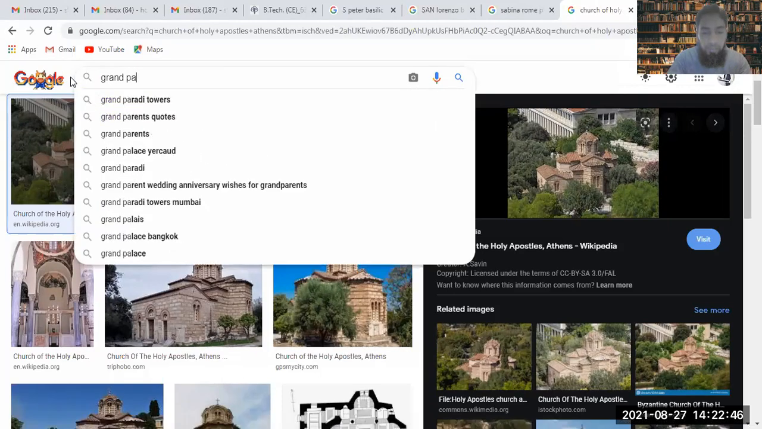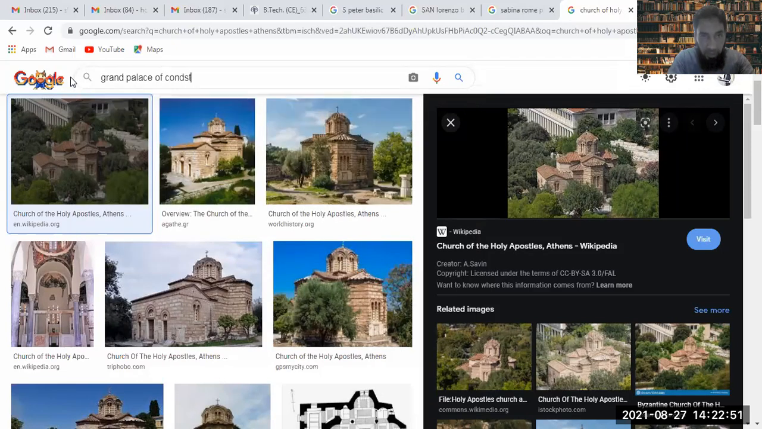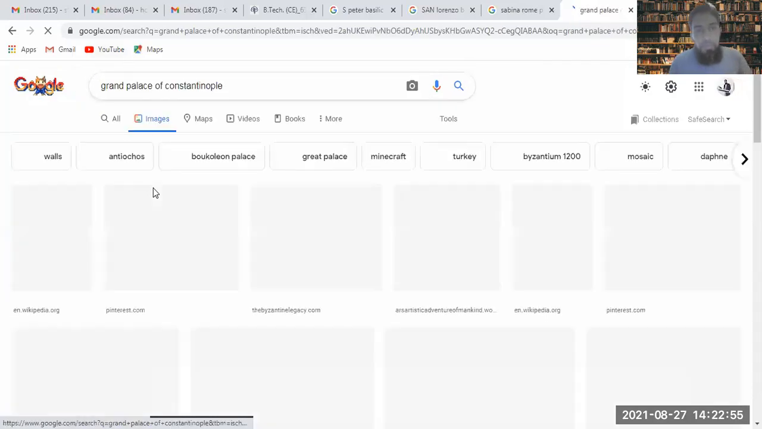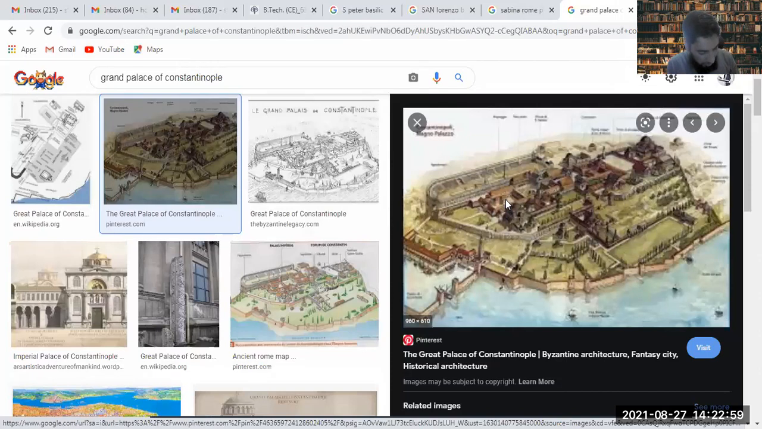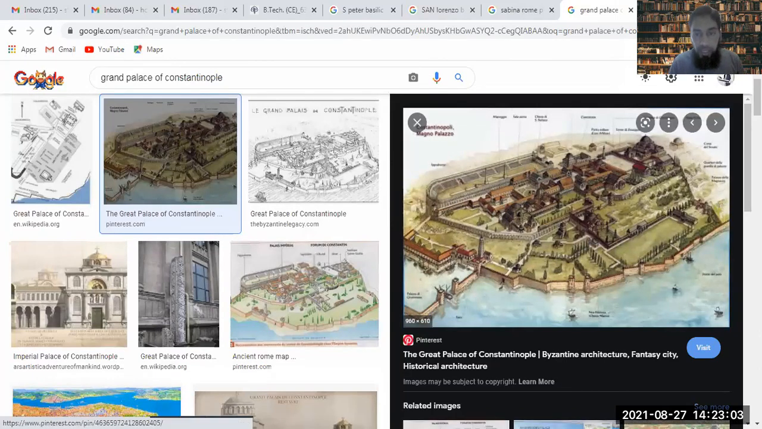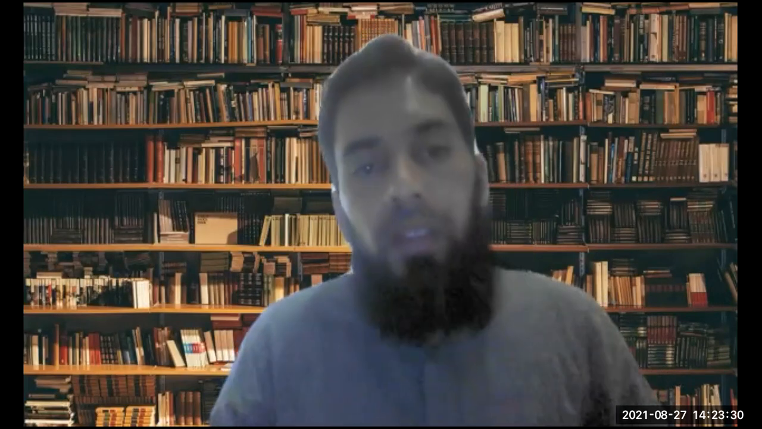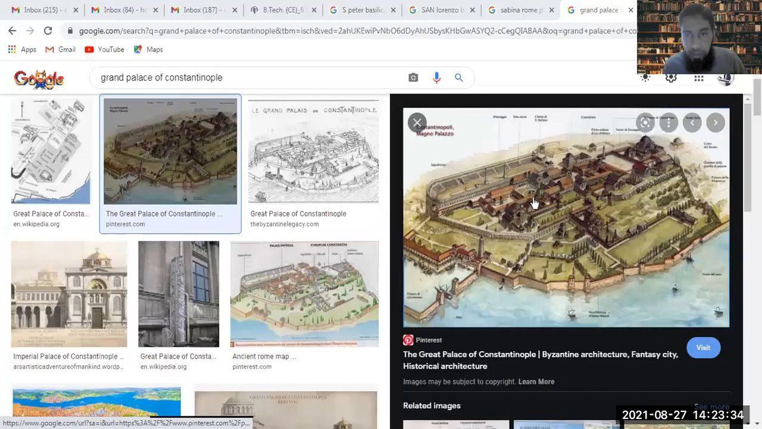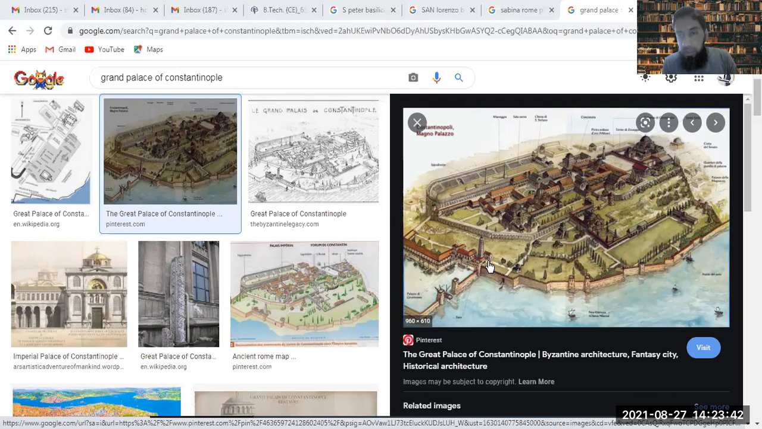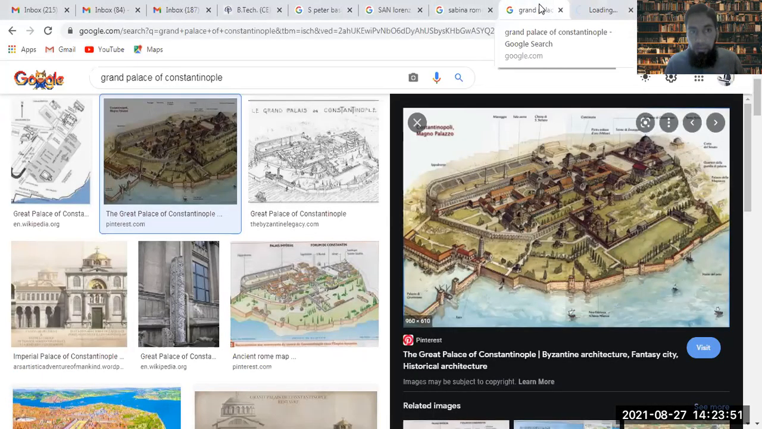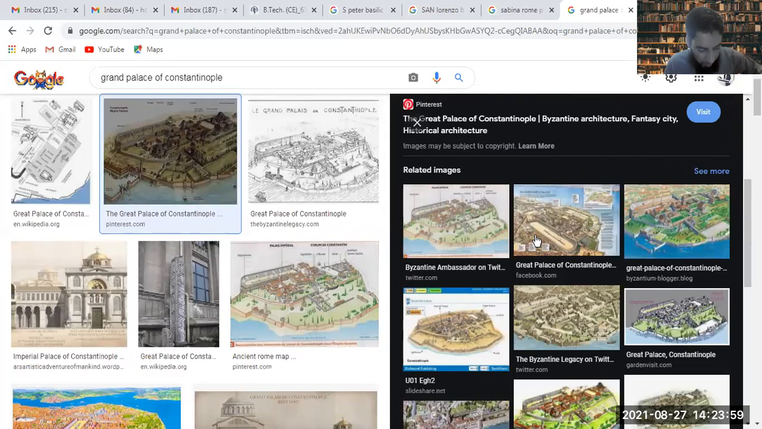Then there is the Grand Palace of Constantinople. Now this Grand Palace is from, let me check, the 6th and 7th century. As you know, this is the fort of Constantinople, and you have different features here inside this palace. You have the Palace of Porphyry side.